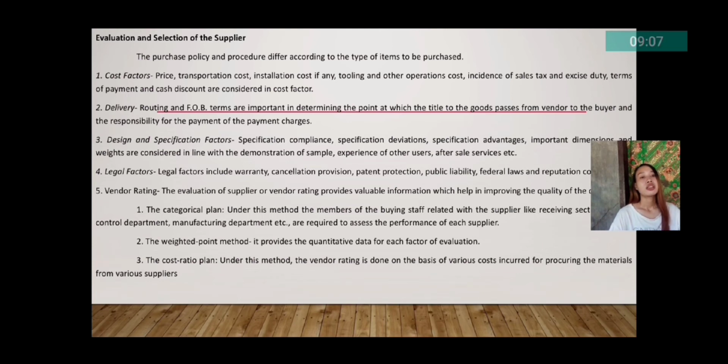Under this method, the vendor rating is done on the basis of various costs incurred for producing the materials from the various suppliers. So, the cost ratio plan is the rating of a vendor based on the purchase from the vendor to the supplier.